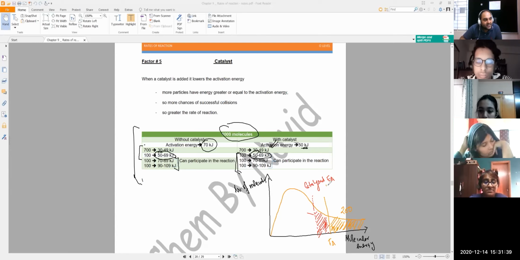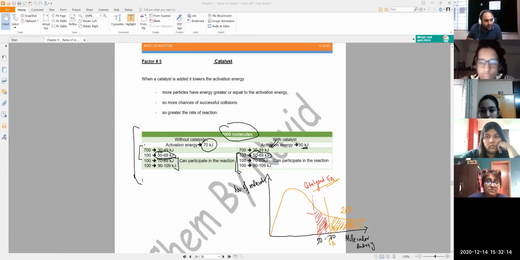Now you have added a catalyst. What does the catalyst do? It provides an alternate route of lower activation energy. So now this is your new activation energy. So suppose this is 70 kilojoule. This is 50 kilojoule. So you have lowered the activation energy. So even the molecules who were between 50 to 70 have enough energy to participate in the reaction now, right? So how many molecules were present between 50 and 70? 100.